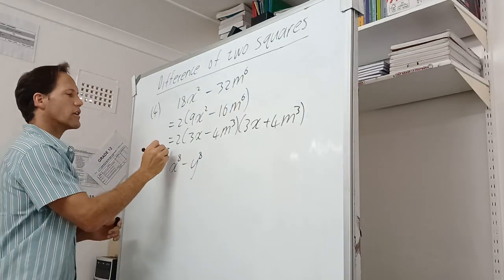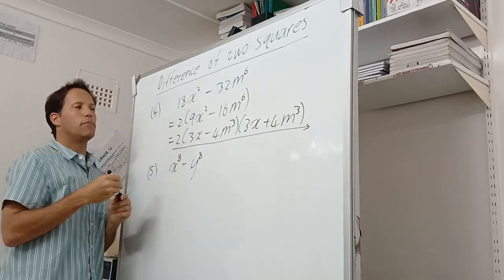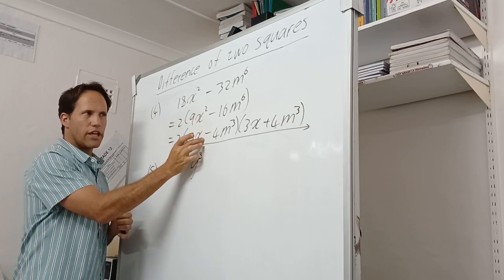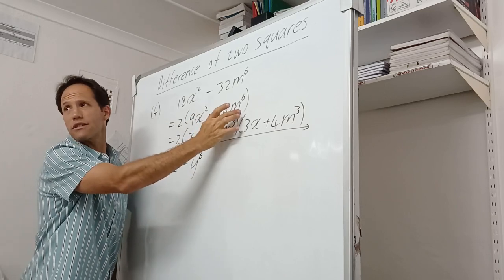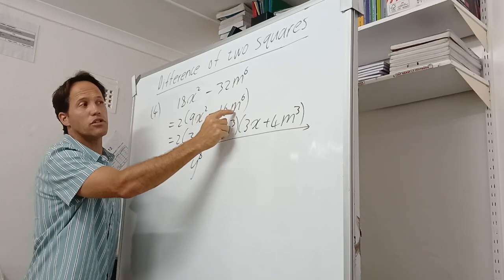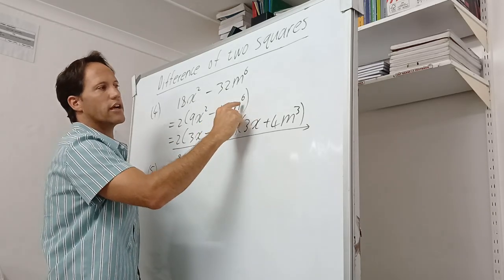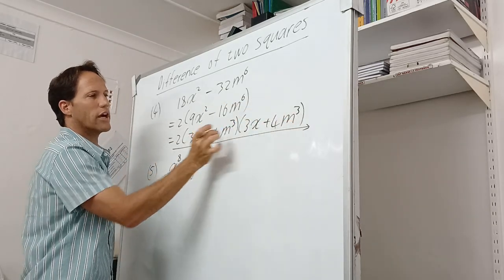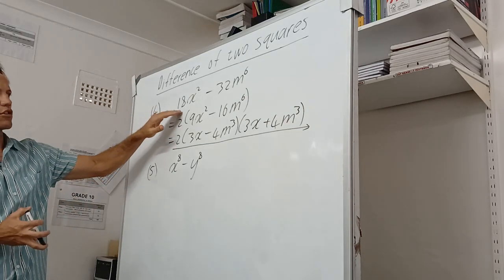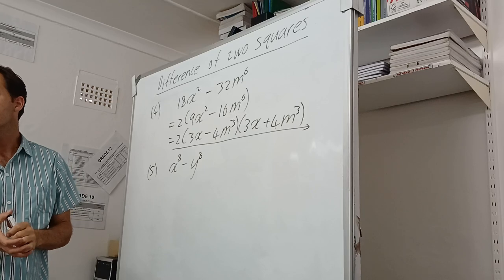Now that I found my common factor 2, I'm left with 9x squared, which has a square root of 3x, and 16m to the power 6, which has a square root of 4m to the power 3. Because you divide the exponent by 2, 6 divided by 2 is 3. And here, you just get the same with the plus, the minus and the plus. So always remember with factorizing to first look for a common factor and then find a difference of squares.